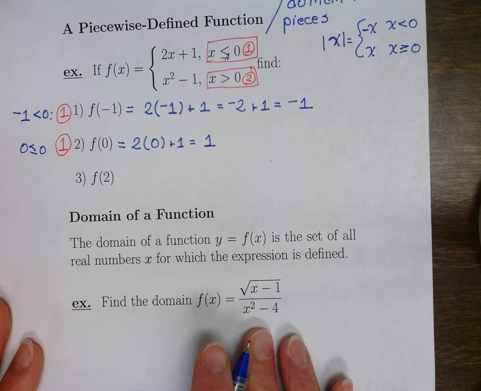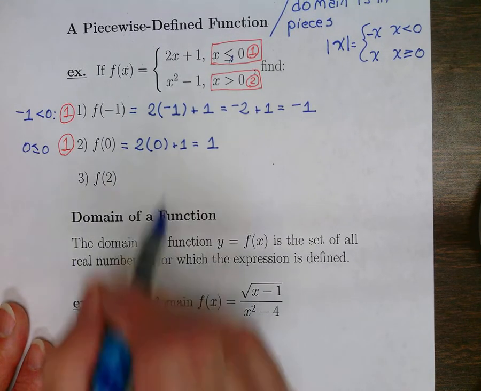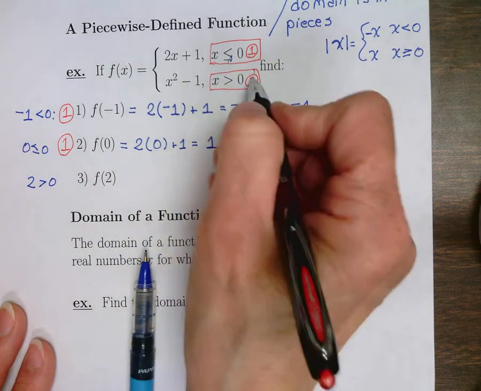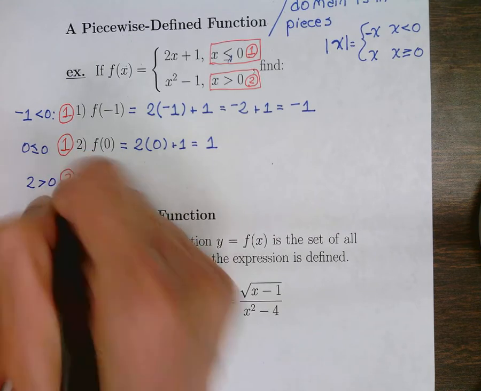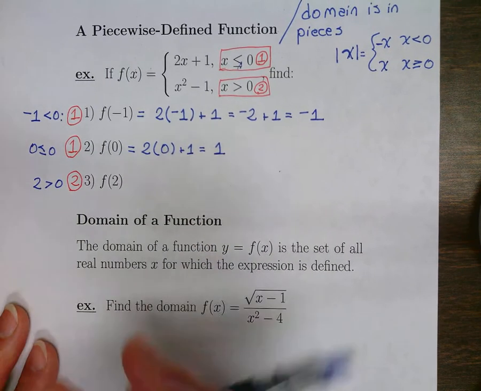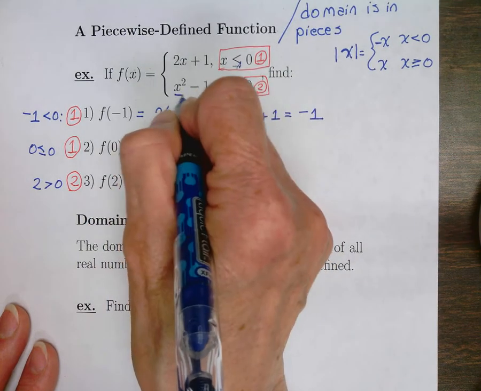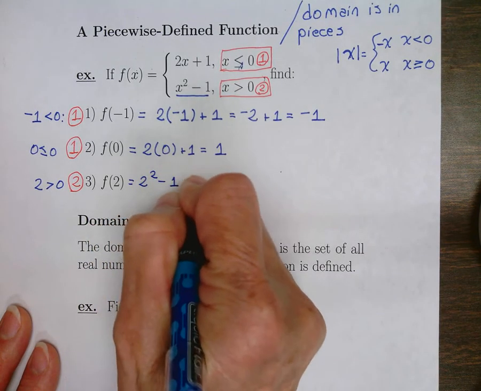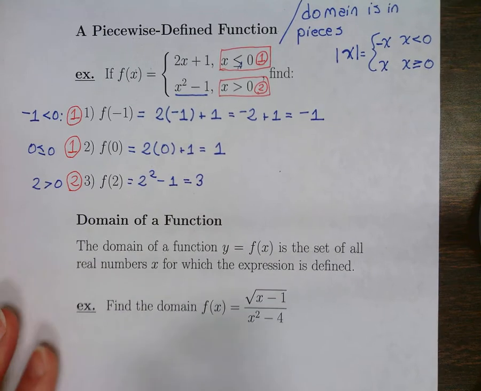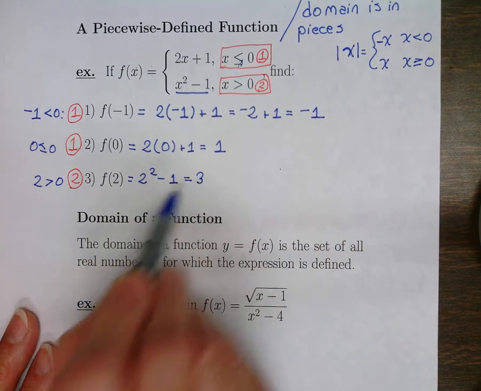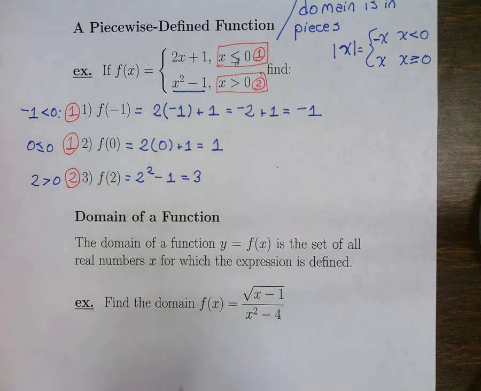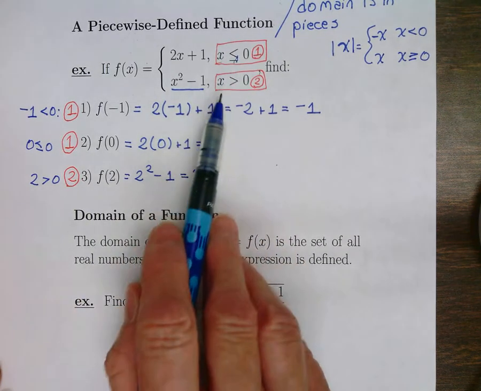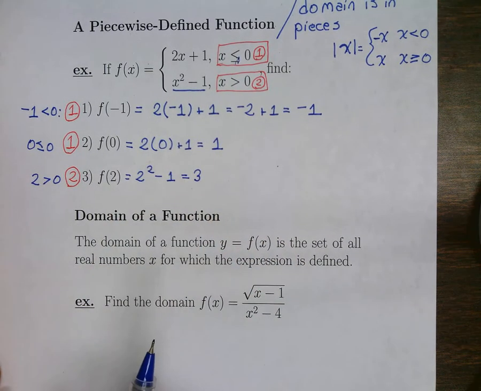Okay? For our third example, what's f of 2? Well, 2 is greater than 0. So this time I'm using the second part, or the second piece of my domain. And so f of 2 is defined according to the second definition of f. So it's 2 squared minus 1, which is equal to 3. Notice it's a function, perfectly well defined. If I know where my argument lies in the domain, I know exactly how to find the function value.